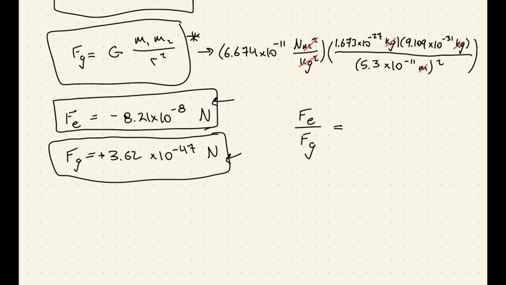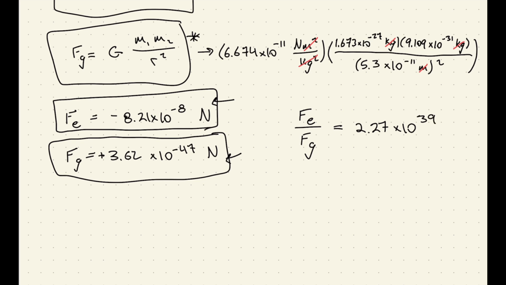So let's plug this in. We got 8.21 times 10 to the minus 8 divided by 3.62 times 10 to the minus 47. We get this number. And by the way, once you take this ratio, the newtons cancel. So you get just a ratio, a unitless thing. 2.27 times 10 to the 39.